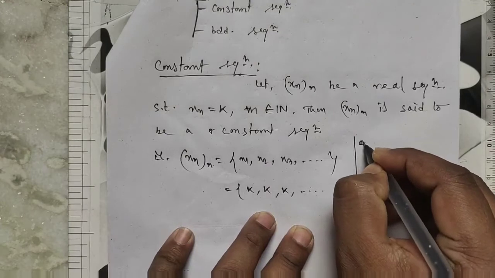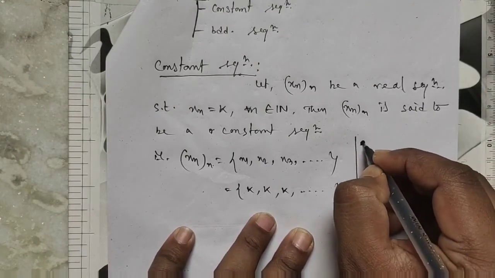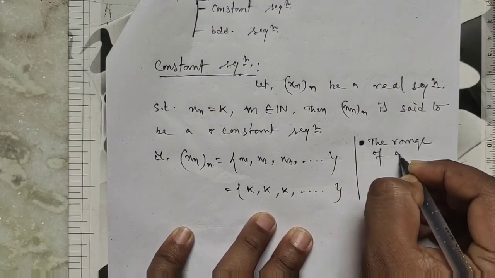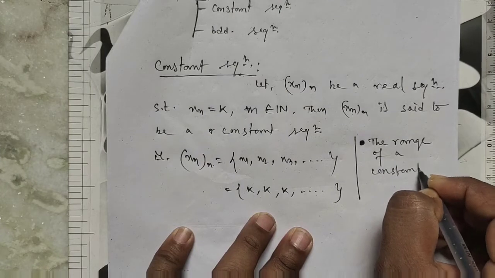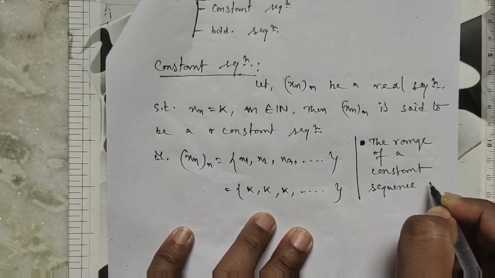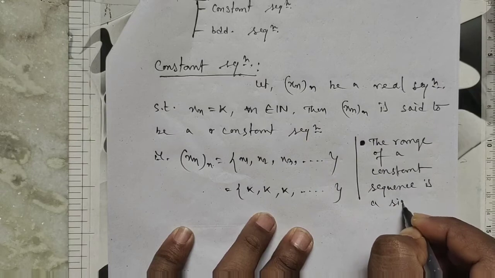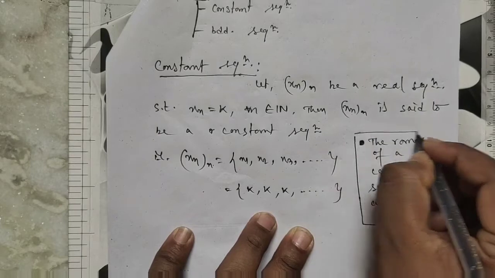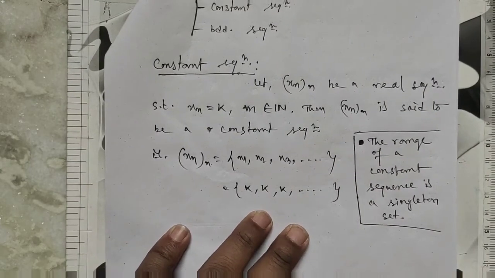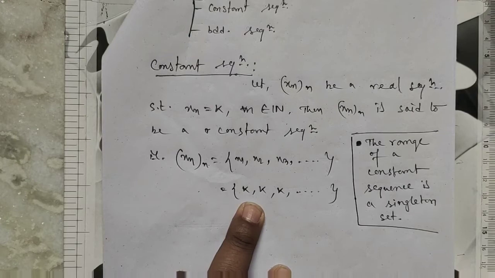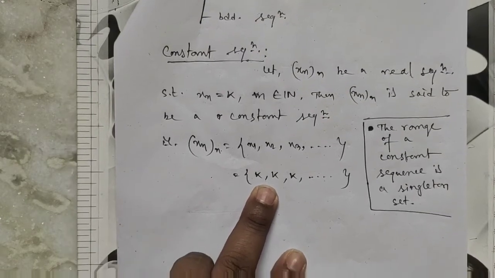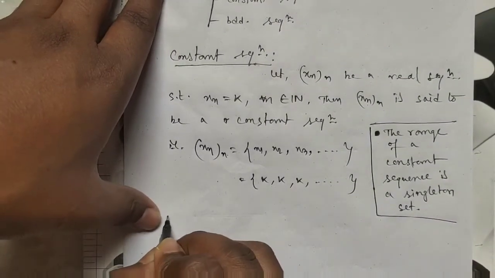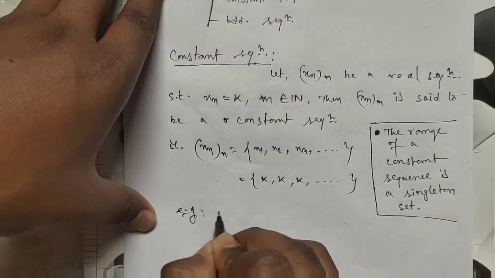Note: the range of a constant sequence is a singleton set. The range of a constant sequence is a singleton set because the range is only k.